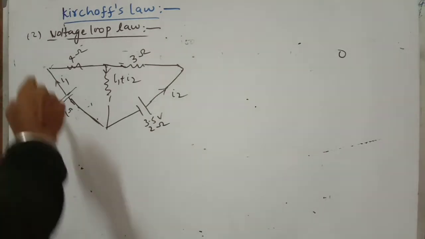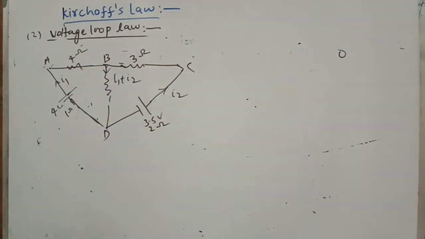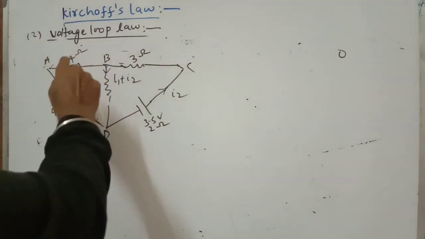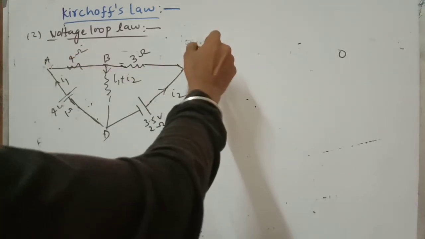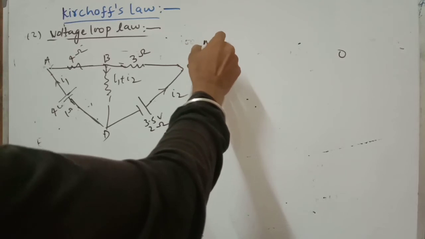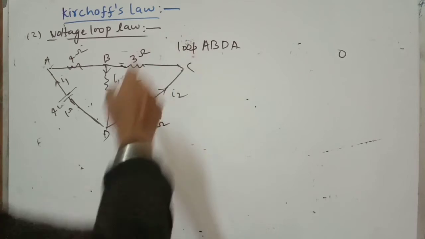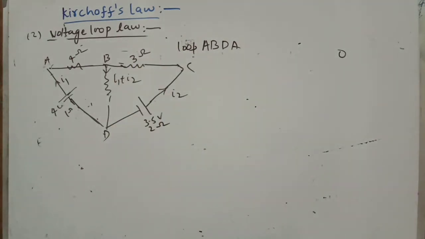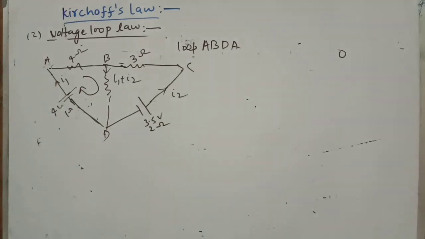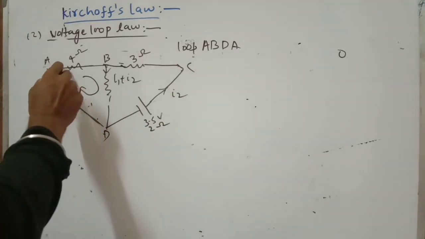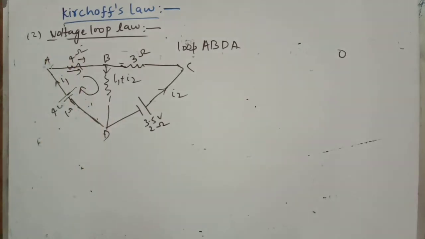Okay, so first you give the names to the circuit: A, B, C, D. Now we are writing the voltage loop law in loop A, B, D, A. So first write the name of the loop, A, B, D, A. Direction we consider this one. Now your direction through the resistance is this one, and the current direction is the same through 4 ohm.